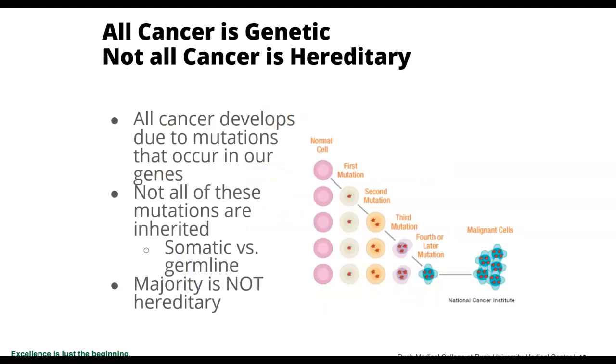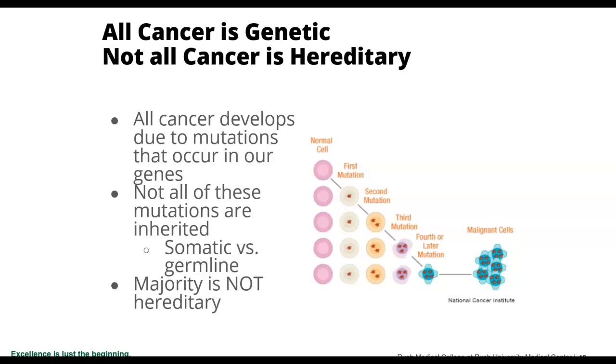This is another really, really important concept, which is all cancer is genetic, but not all cancer is hereditary. Nowadays, we're actually looking at somatic. So somatic is in the cell, inherited is in the egg or sperm that makes the individual. All cancers develop due to mutations that occur in our genes. But not all of these are inherited. So somatic is something that we acquire, germline is what our genes were when we were born. Most cancer is not hereditary, but it's all genetic.